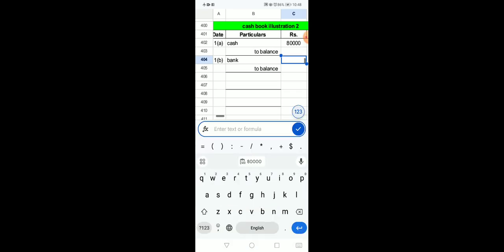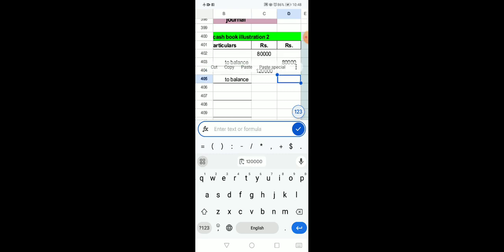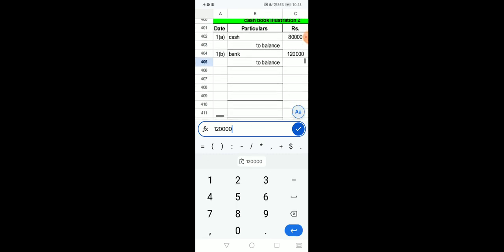So you will post 1,20,000 on the debit side, and the same amount you will be posting on the credit side. Here your second journal entry has been completed, 1B. Now let's see what is next for us, and it is March 3.